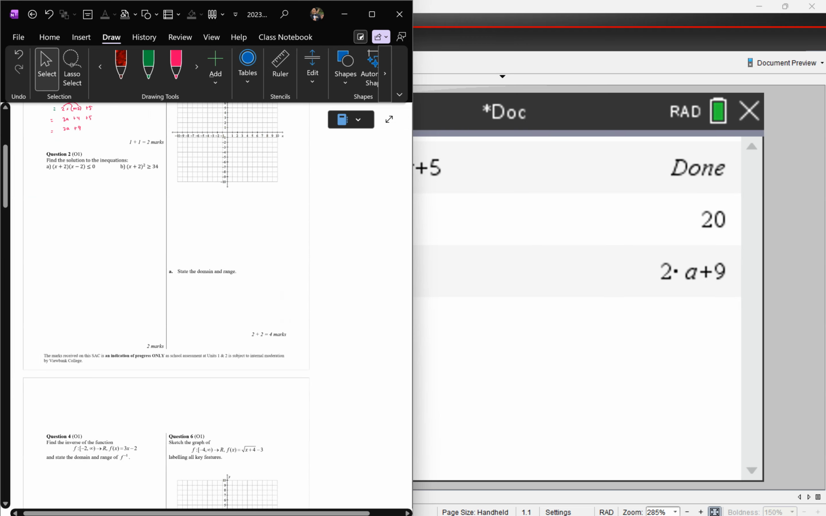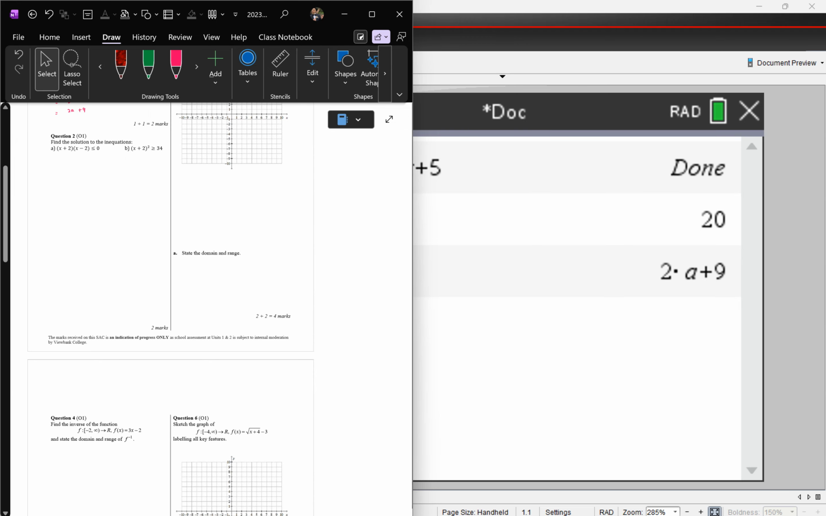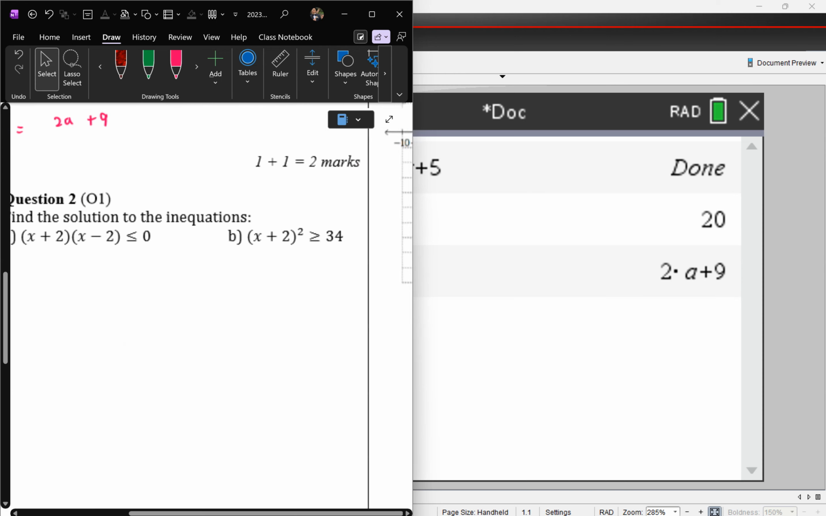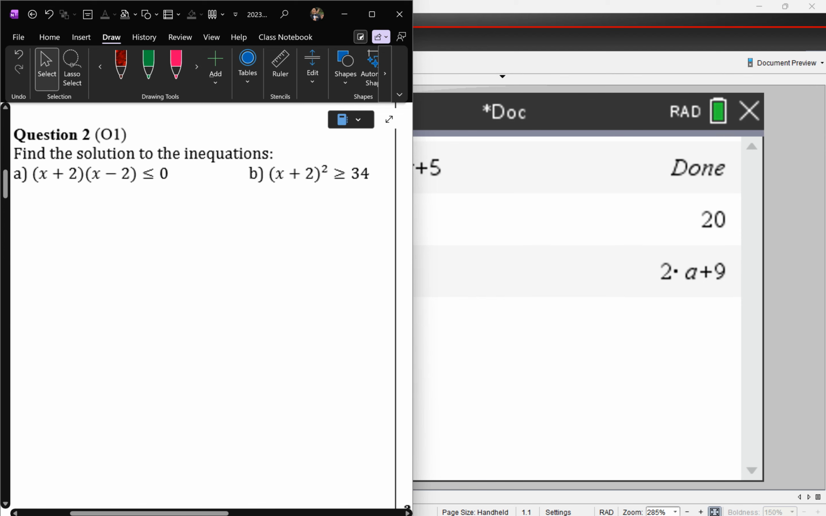Let's say we will do... I mean, you can do this one too. I can draw blocks. All right. Oh, I forgot. Question 2.